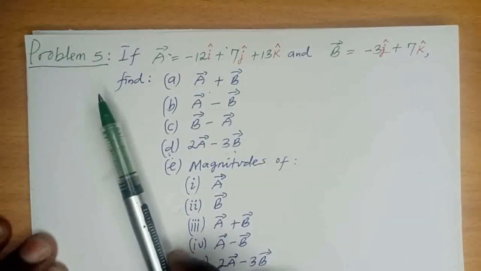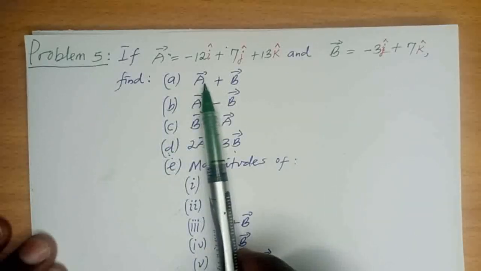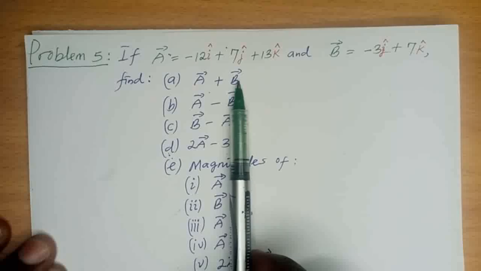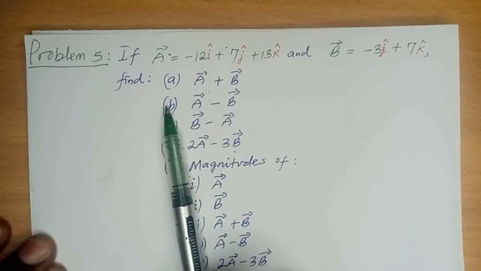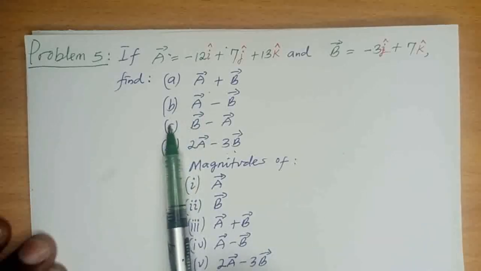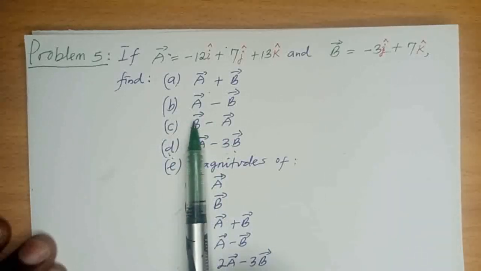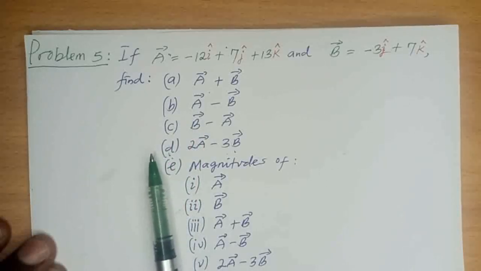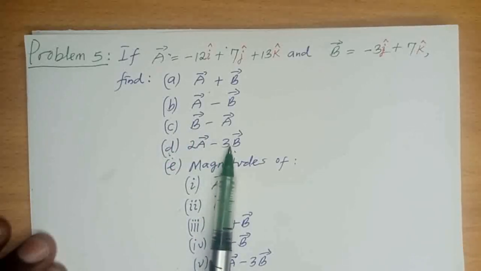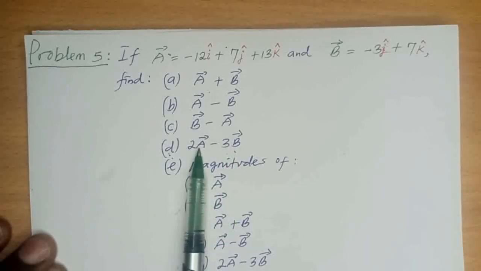Here are what we are asked to find. The first thing said we should find the vector sum of A and B. Second, it says we should subtract vector B from vector A. Thirdly, we should subtract vector A from vector B. And then fourthly, we should subtract 3 times vector B from twice vector A.